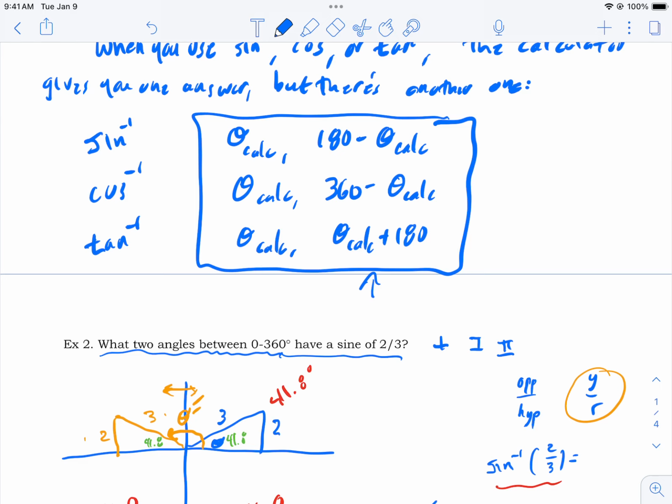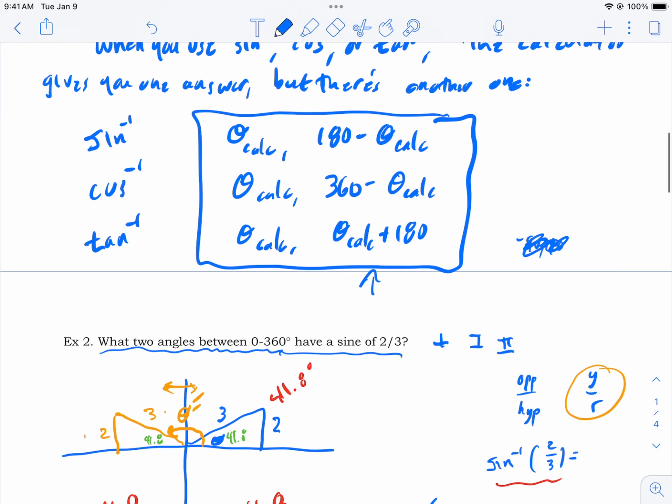So for the tangent, it always gives you an answer between negative 90 and 90, and that's why you're always going to add 180 to get the other one. I guess it doesn't work that way for sine cosine. But anyway, okay, good. Biff's two-answer theorem.